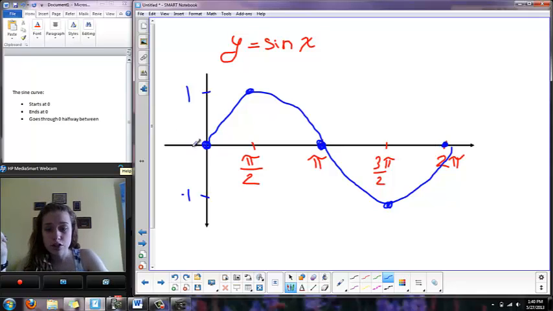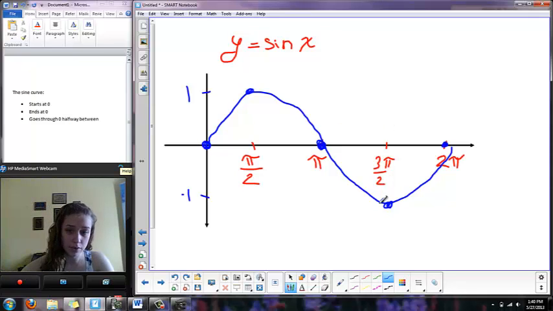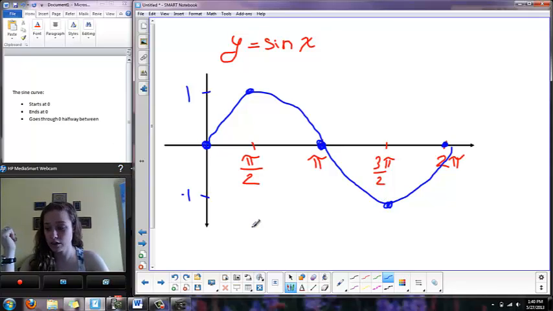So sine starts at 0, ends at 0, goes through 0 in the middle. Between these first two zeros we're going to reach its max. Between the second two zeros we're going to reach its min. So it's going up the hill and then down the valley and then it ends. Okay, so that's how quick and easy it is to graph the sine curve.